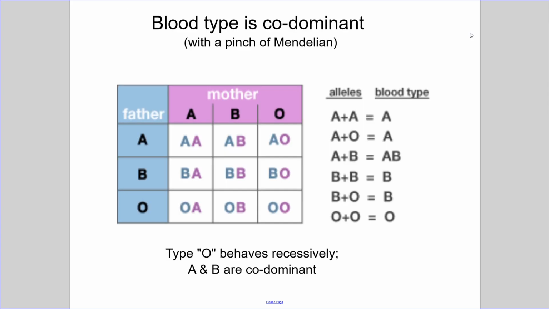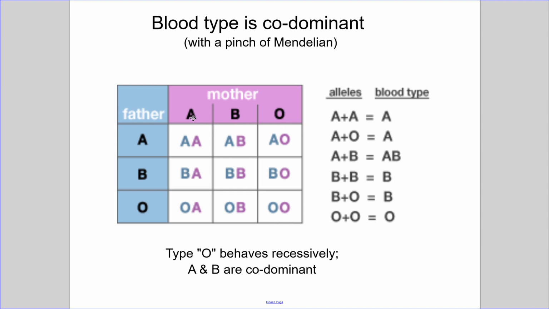Pretty neat. Blood type. So blood type is really interesting because it's mostly codominant, but there is actually a little Mendelian going on as well. So there's some codominant alleles, but also a recessive allele. So for any human blood type, there are three main alleles: an A allele, a B allele, and an O allele. The A and the B alleles behave codominantly, while the O allele is recessive.